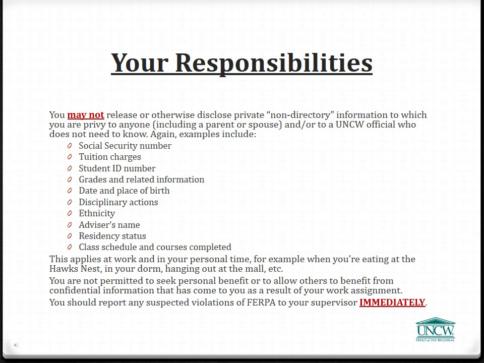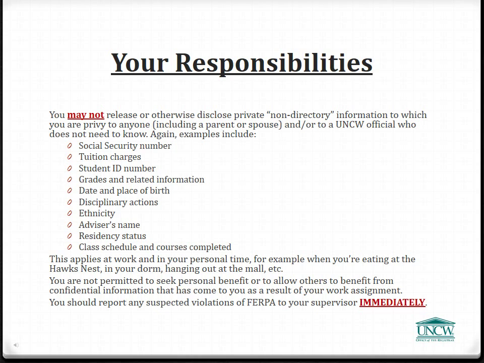Your responsibilities. You may not release or otherwise disclose private, non-directory information to which you are privy to anyone, including a parent or spouse, and/or to a UNCW official who does not need to know. Again, examples include Social Security number, tuition charges, student ID number, grades and related information, date and place of birth, disciplinary actions, ethnicity, advisor's name, residency status, and class schedule and courses completed.